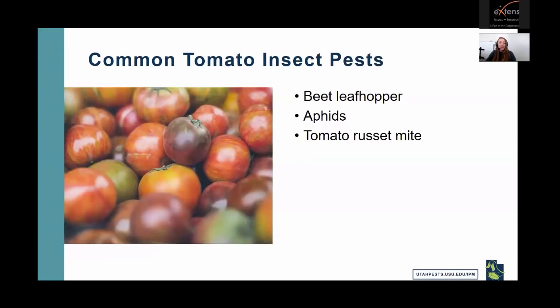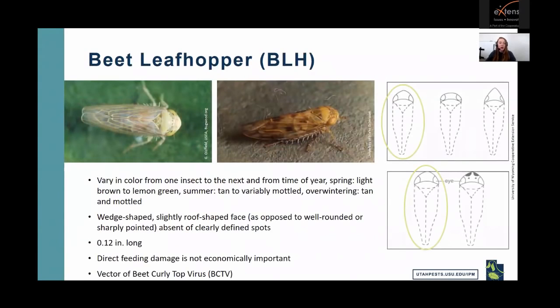So let's move on to our main event. We're going to start with common tomato insect pests. I'll talk about the beet leafhopper, aphids, and tomato russet mite. The beet leafhopper is a pretty small insect. It's about 0.12 inches long, and it's this wedge-shaped insect.